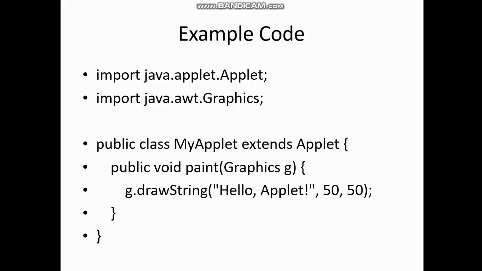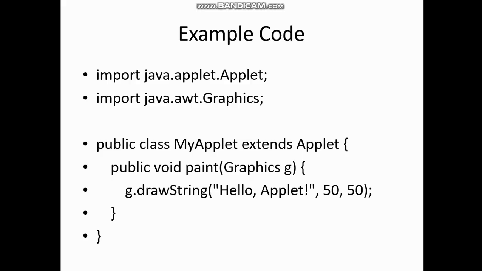First we have to import some packages while using applets. The first package is java.applet.Applet, and the next one is java.awt.Graphics. These AWT packages are used for window toolkits. That is, if you want graphics applications, we can use AWT packages. Next, the class name is MyApplet, which extends the Applet class. So the inheritance concept is used in this line.